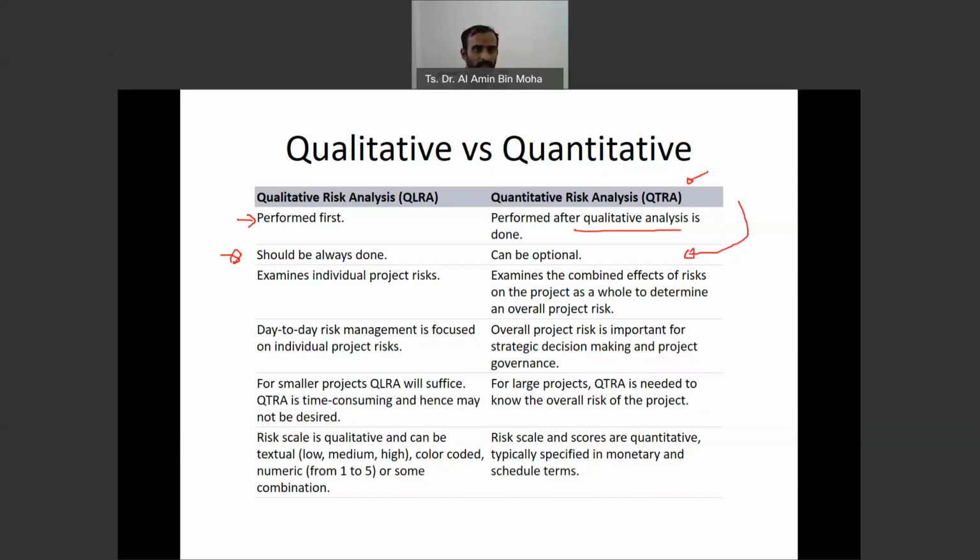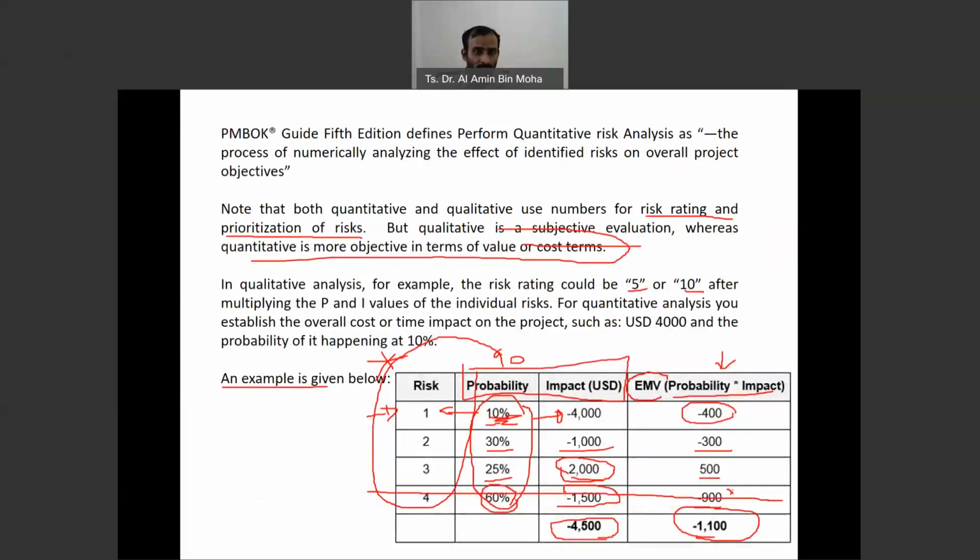And this one examines individual project. When the project is complicated, you may need quantitative risk analysis. Usually it examines the combined effect of risk on the project as a whole to determine an overall project risk. Day-to-day risk management is focused on individual project. Here is more to the overall project risk, important, because you want to decide whether you want to take this project or not. Okay, like the previous example, although this is individual action, we sum it up, right? Sum it up to get the overall project risk.